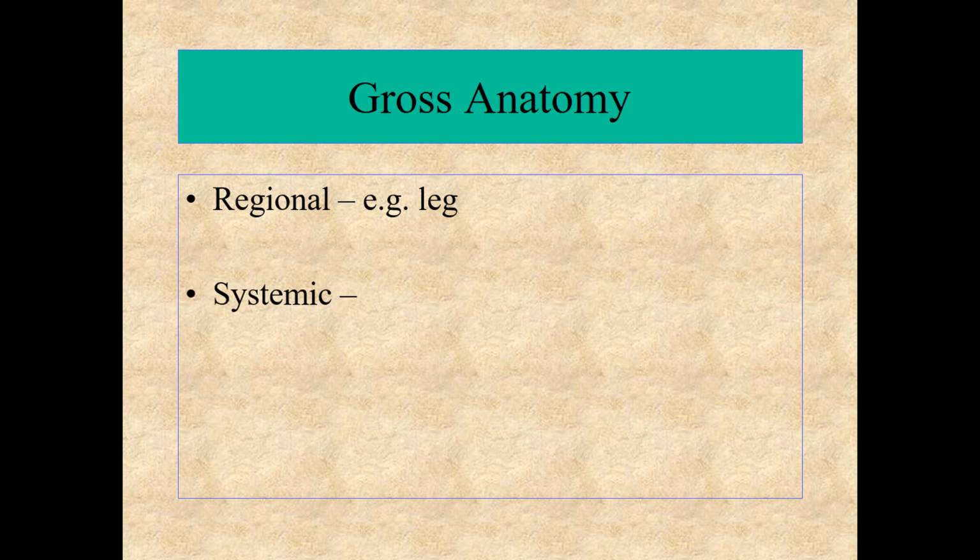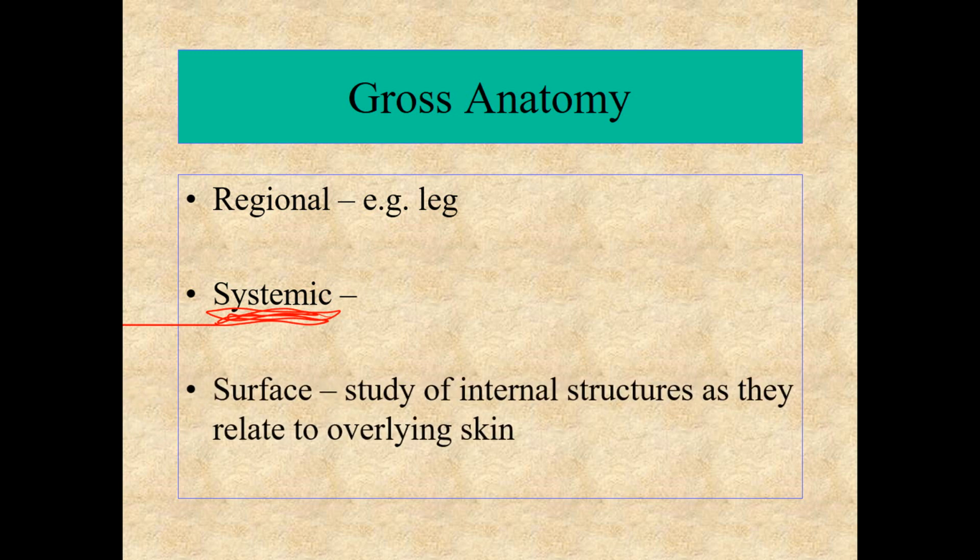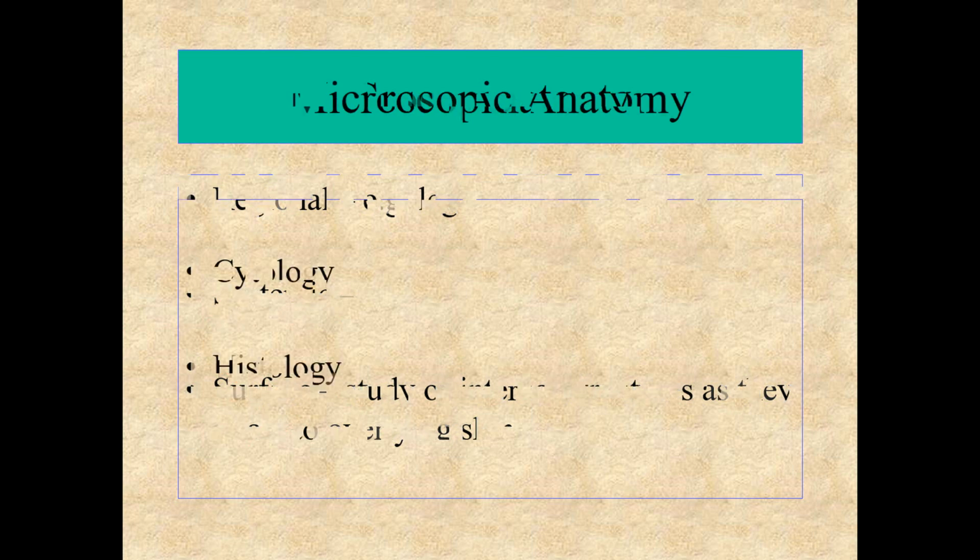So with systemic, what you're going to do is cover cardiovascular first, skeletal, muscular, and so forth. Our labs and our courses are set up systemically. There's a third one, surface anatomy, a study of internal structures as they relate to the overlying skin. I'm really not too worried about that. We really won't even be talking about that again. So that was gross anatomy.